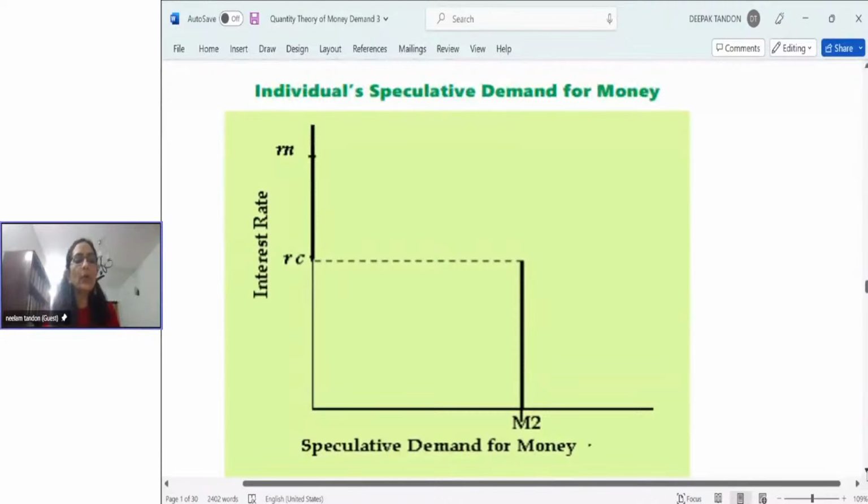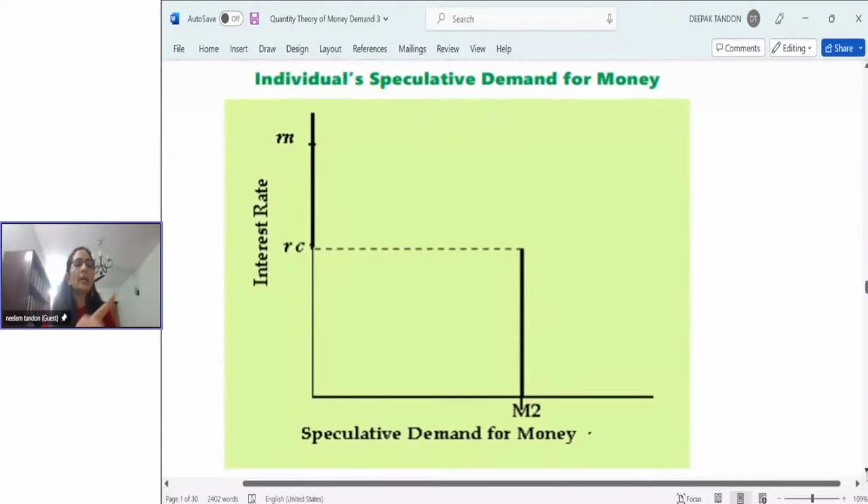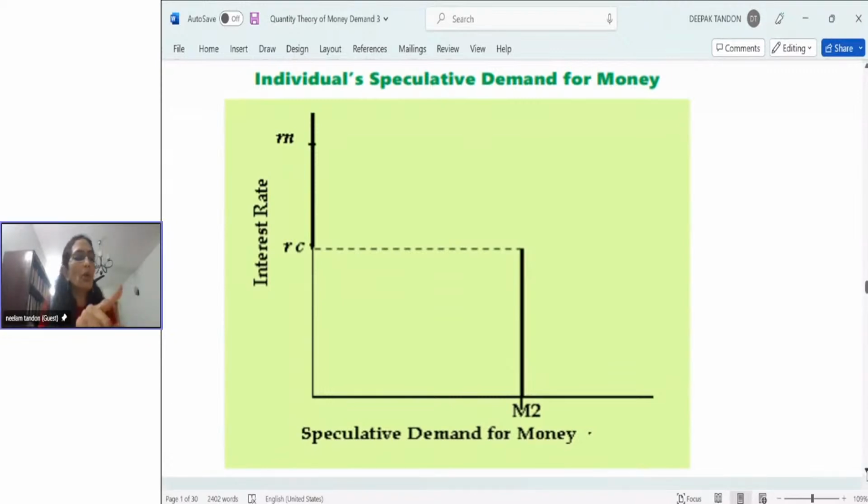Now, if you look at here, what do you see here? This RN, what you see is the interest rate offered on 4th of April 2023, which is higher, and the critical interest rate RC is lower. In this case, you do not want to keep cash. You want to invest your whole money in bond. So you will go for more of speculative.